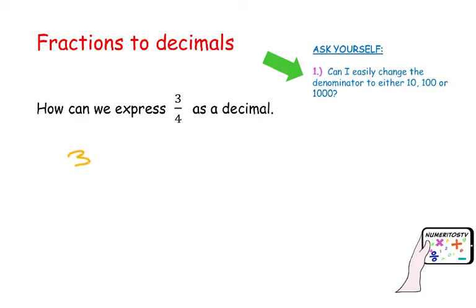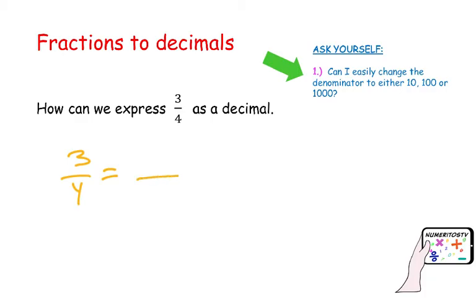So, let's try with 3/4. Can I make an equivalent fraction with denominator 10, 100, or 1,000? Can I convert this 4 into 10 easily by multiplying it by a whole number? Well, 4 times 2 is 8, and 4 times 3 is 12. So, this denominator will not be useful in this fraction. If you want to refresh your memory about equivalent fractions, I will leave that video here in the description.